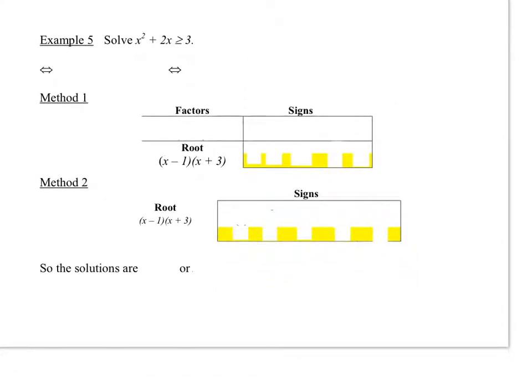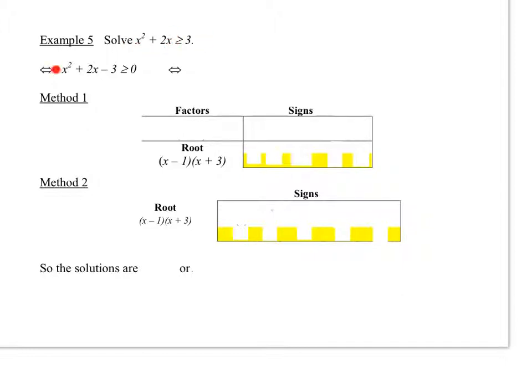We have an inequality, I should say. x squared plus 2x is more than or equal to 3. What we've got to do is, first of all, rewrite that so that it's x squared plus 2x minus 3 is bigger than or equal to 0. In other words, we've taken that 3 and shifted it over to the other side, or we've subtracted 3 from both sides of the inequality.